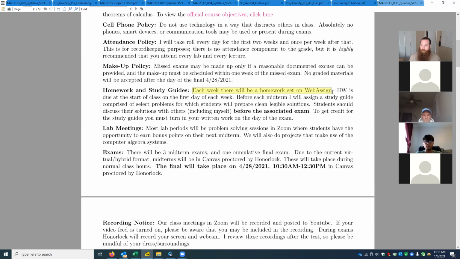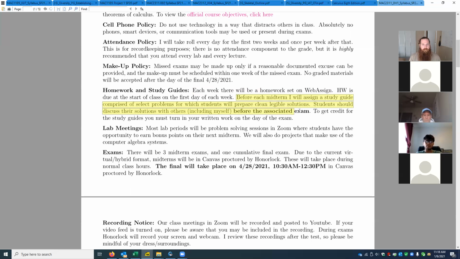And then at the end of class on Monday of next week, homework 2 will open, and that will be due at the start of class on Monday the following week. So at the end of class on the first day of each week, your homework opens, and it's due at the start of class, the first day of class the following week. So it's not due at midnight on Saturday or anything weird like that. It's due at the start of class on the first day each week.